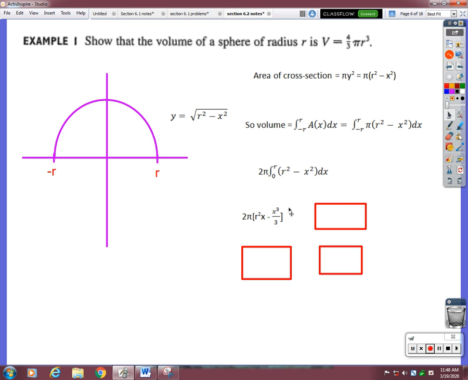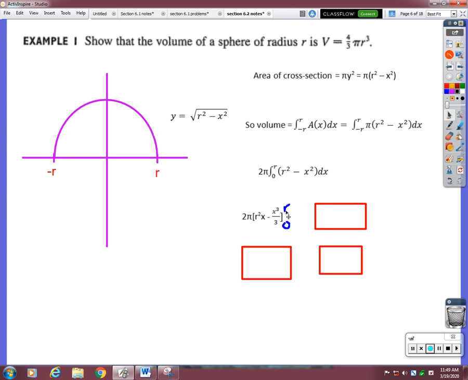So this antiderivative turns out to be not so bad. And then again, we are doing this from 0 to r. Okay? So 2 pi times r squared x, because if I take the derivative of r squared x, the answer to that would just be r squared, minus x cubed over 3. I know we've done in class 1/3 x cubed. Hopefully you can understand that this is the same, just written in a different form.